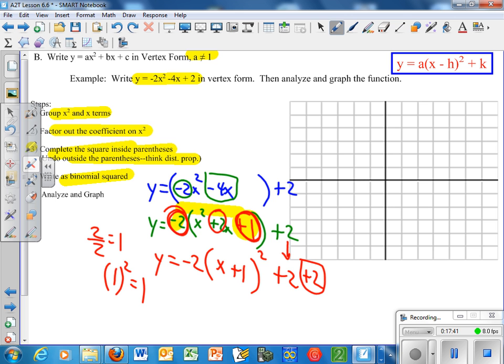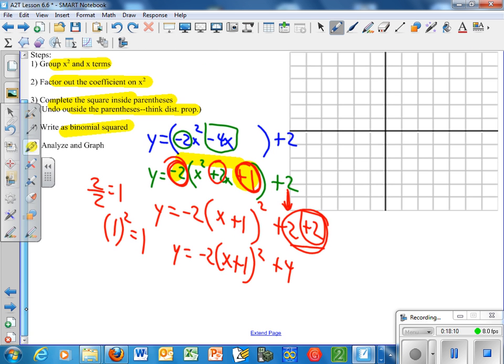Now this is just a coincidence that we have a 2 there originally from this one right here, and we add 2. These two numbers are not always going to be the same. That's just coincidence on this problem. So here's what I have. y equals negative 2 times x plus 1 squared, and then I'm going to put these two together, which is plus 4. I have now gotten this in vertex form. That is vertex form. So let's do some analyzing and graphing here.